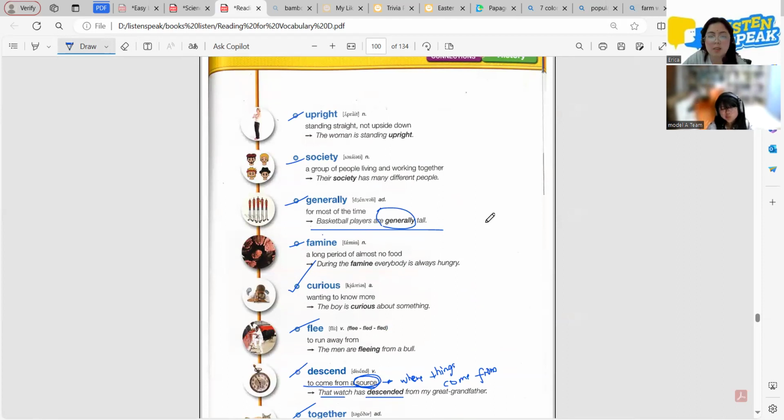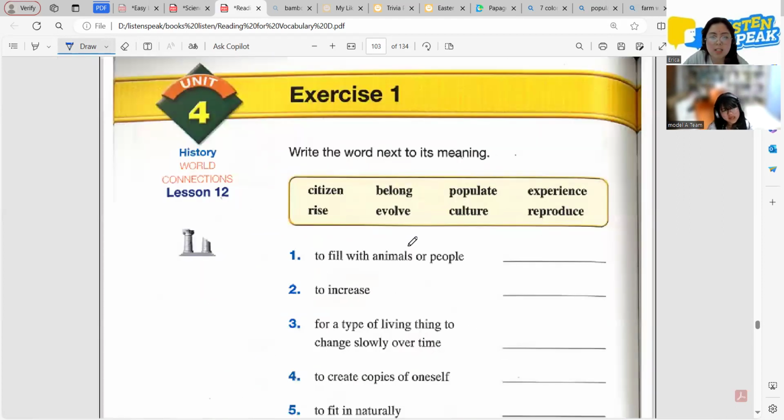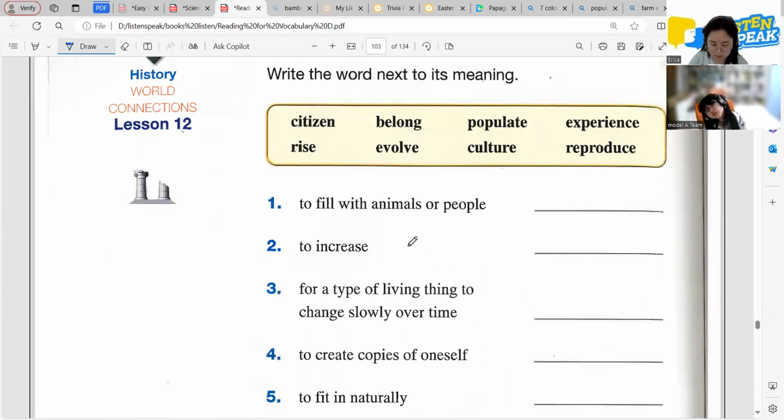So, let's answer the activities. Please choose the correct word. Number one: to fill with animals or people. Oh, I already explained this to you. I explained this to you. Populate. You make me sad. It's populate.